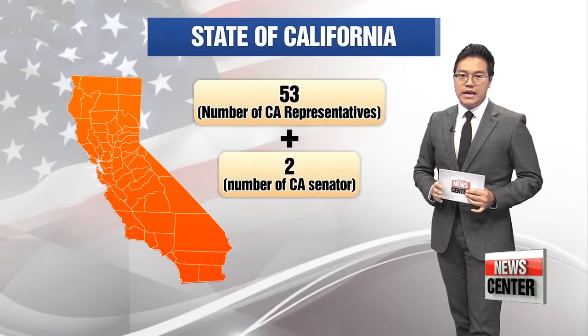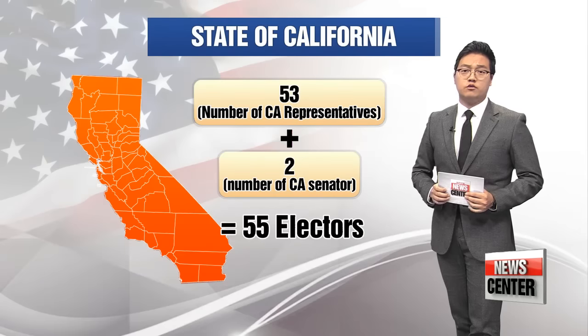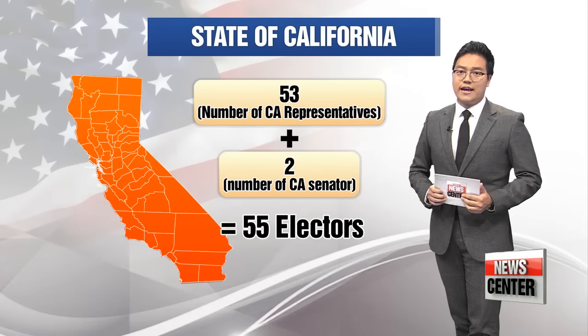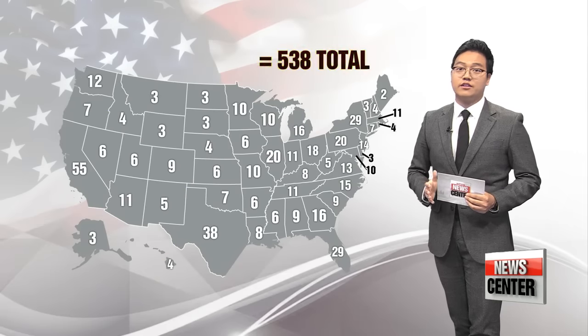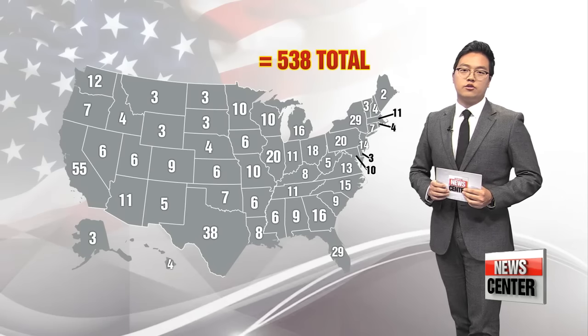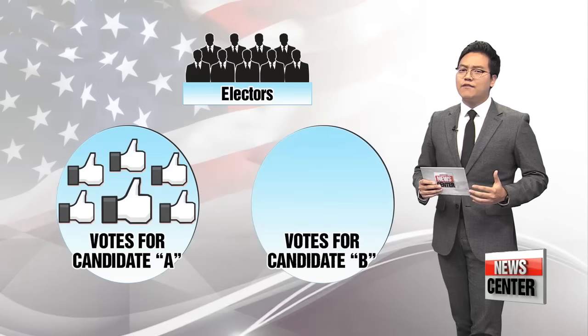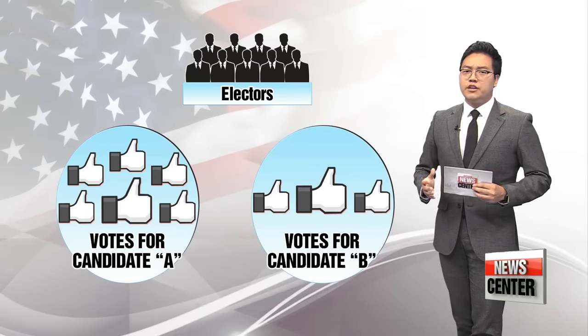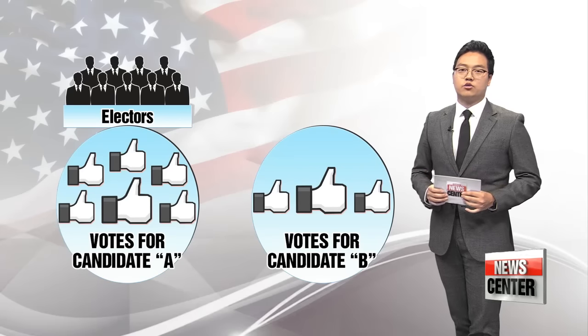So let's take a look at California, for example. With a population of nearly 40 million, California has 53 districts, so it has 55 electoral votes. Alaska, on the other hand, has just 3. Put all the states together, plus the 3 electors allocated to Washington, D.C., and you get a grand total of 538 electoral votes. With just 2 exceptions, most states have a winner-takes-all system, meaning the popular vote determines the winner of a state, and that person gets all the electoral votes.